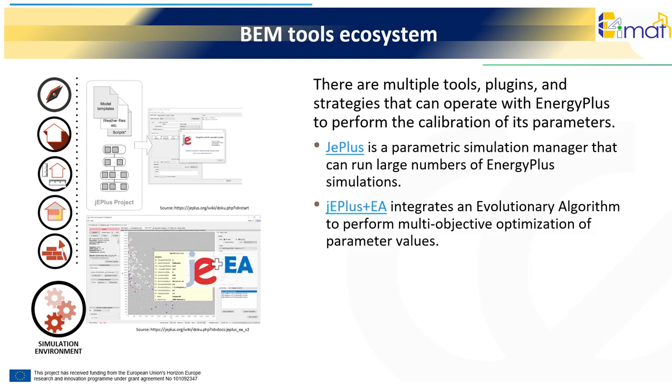For example, GPlus is a parametric simulation manager that allows its users to define parameter ranges and combinations and then run large numbers of EnergyPlus simulations. An advantage that is then expanded in JEplus+EA, which integrates an evolutionary algorithm to perform multi-objective optimization of parameter values.